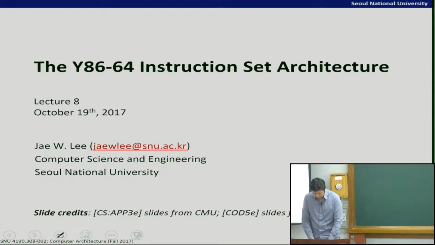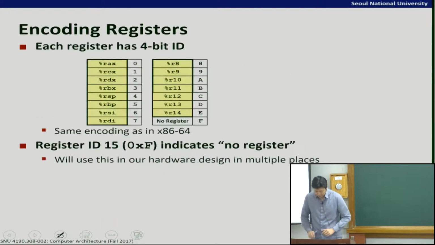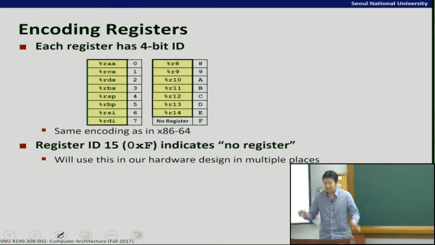If you remember, we have 15 registers here. Originally Intel's x86-64 has 16, but we have one fewer. With 15 registers, we require a 4-bit ID for the register specifier. The last one is 4 bits, so it's 0 through F, 1111. And this last F register is used for a special purpose. It indicates no register. It's empty, not used.